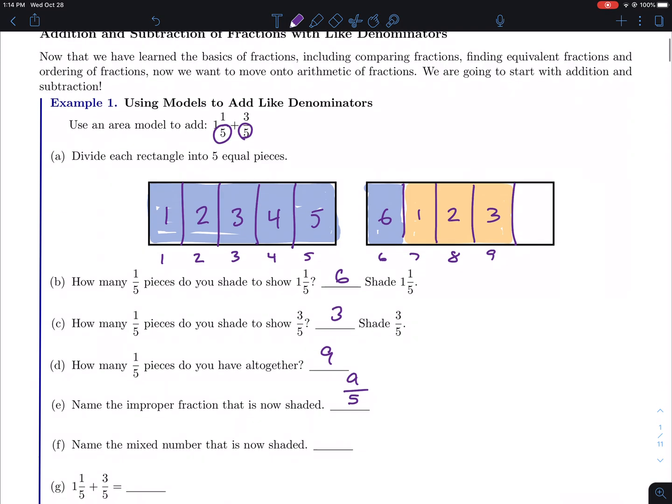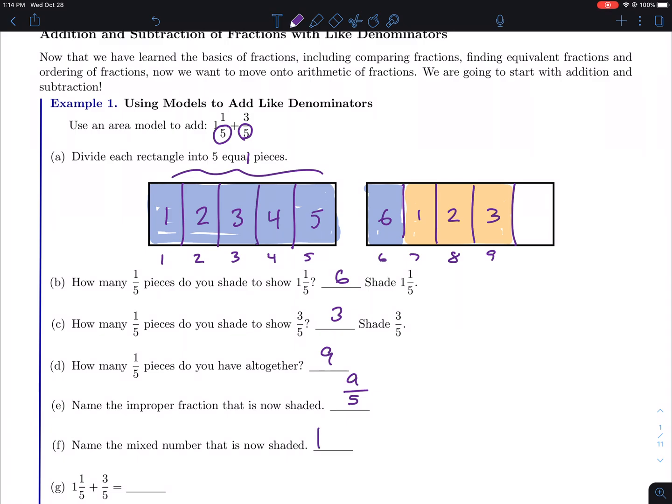And then name the mixed number that's shaded. Again, with the mixed number, we're just looking to see how many wholes there are. In this case, there's just 1 whole, and then there's part of a whole over here. So our big number is going to be the 1. And then how many little parts do we have? We've got 1, 2, 3, 4. That gives us a 4 for the top number, and again, 5 for our denominator.